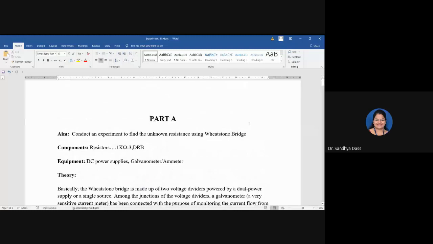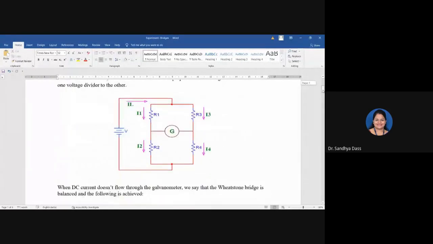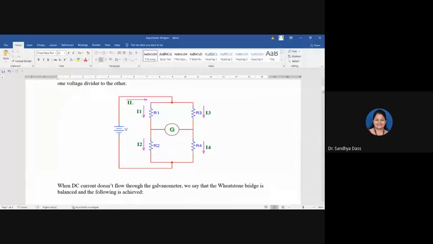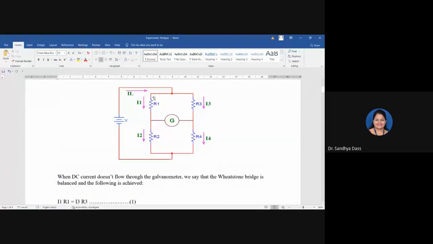Okay, this is a manual I've already shared with you in Canvas. So I'll just run through and show you the way we have conducted the experiment. Okay, so the same circuit is shown here, but the explanation in the manual is slightly different in the sense that in the manual we are showing it with respect to current.